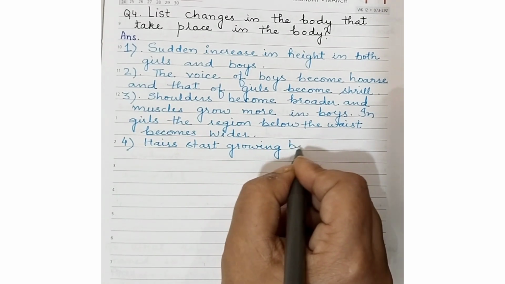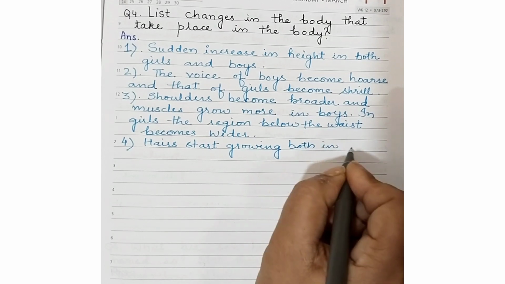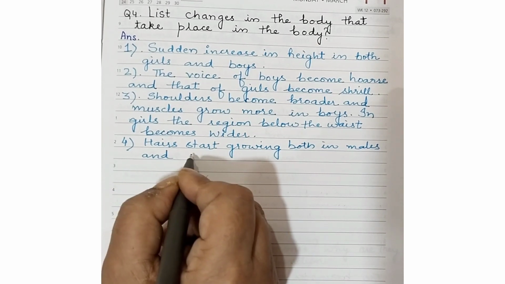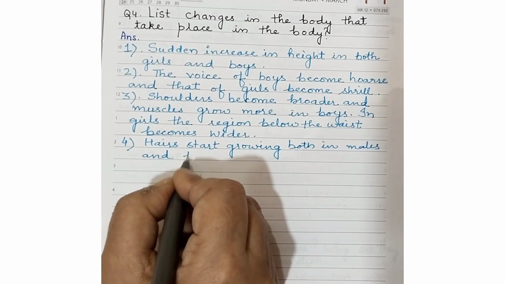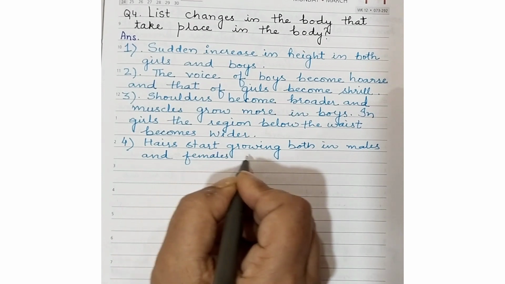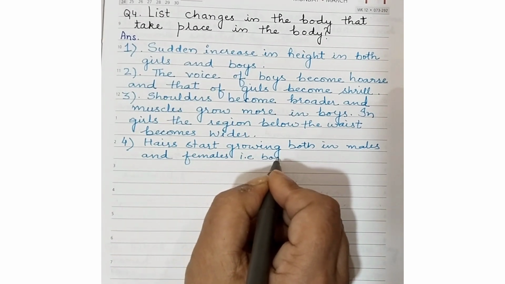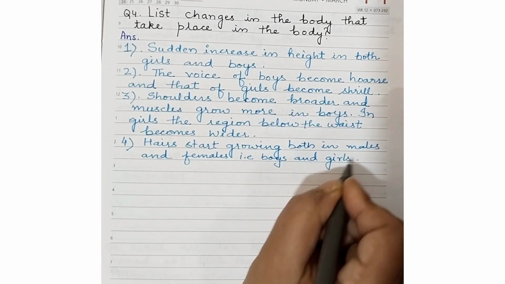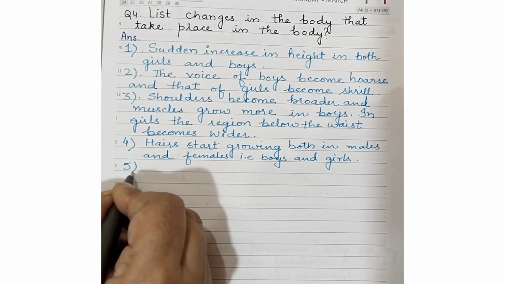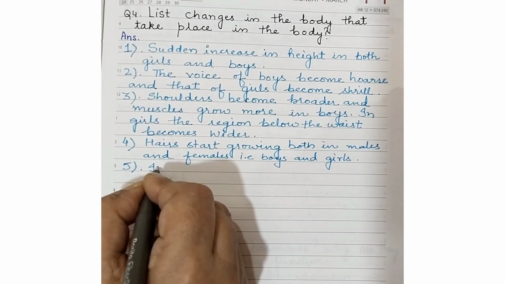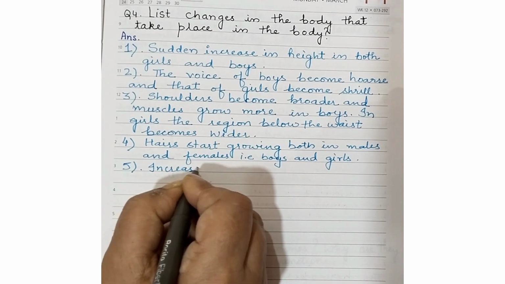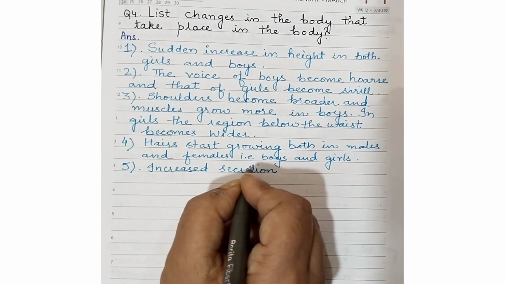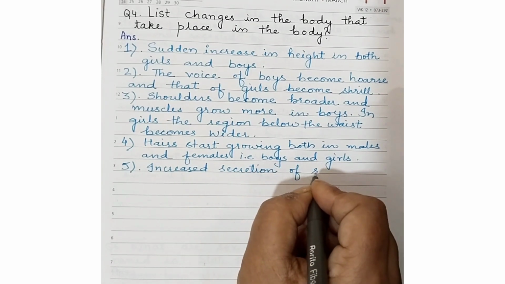Now, fourth change, all of you observe that if you have passed your adolescence, or if you are passing this age, you must have noticed that hair starts growing in both females and males. For example, you can see in boys the beard and mustache, and in pubic areas there is growth of hair also.